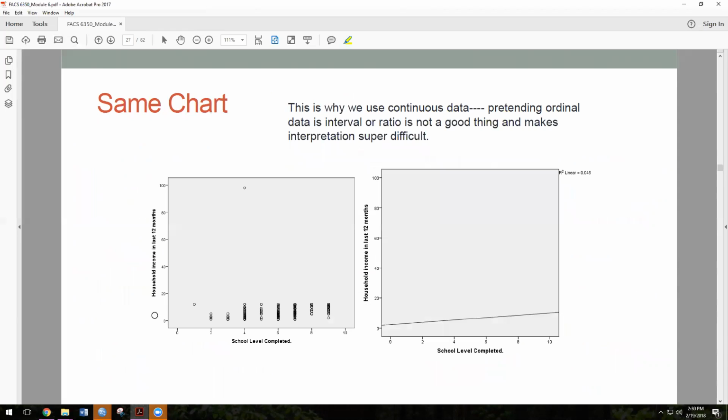This is a terrible example again, because we used categorical variables and pretended they're continuous, and it gives us this terribly ugly chart. But what we see over here is that we fit the line to it, and our R-square is 0.045.